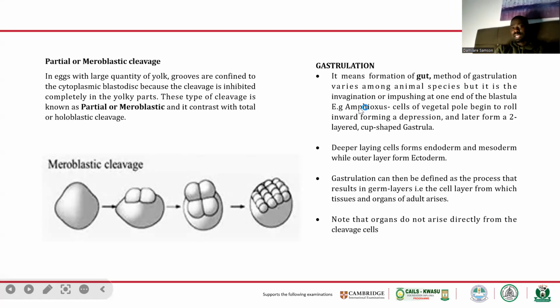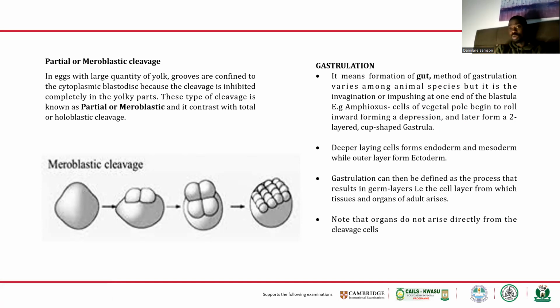So, invagination or inpushing at one end of the blastula. One end of the blastula will invaginate, inpush. It will be pushed in. For example, in amphioxus, cells of the vegetal pole, if you remember the vegetal pole, begin to roll inward. The vegetal pole is the lower part, while the animal pole is the upper part.